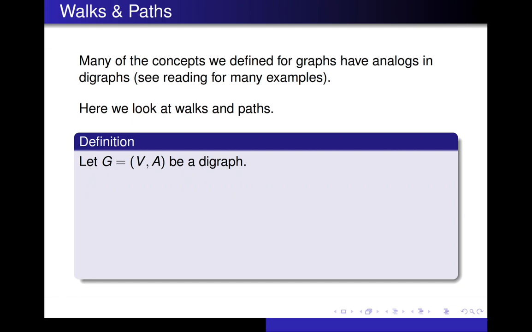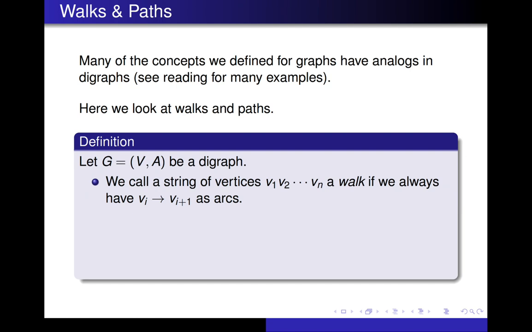So looking at walks and paths, they have very similar definitions as they did for graphs. So if you have a digraph G, a string of vertices V1, V2, etc. are a walk if each consecutive pair of vertices has an arc between them in the right direction. So if we have a Vi in that string of vertices, it has to point to Vi+1. We can't have Vi+1 pointing to Vi. We have to travel along our walk in the same direction as the arrows. So we have V1 pointing to V2, V2 pointing to V3, all the way on down to Vn-1 pointing to Vn. And so those are all arcs.